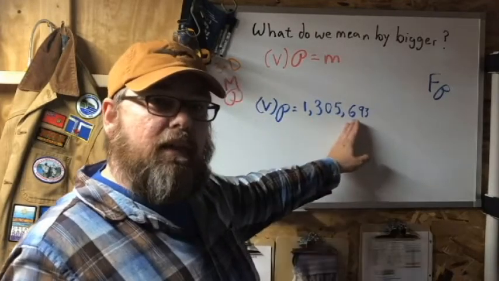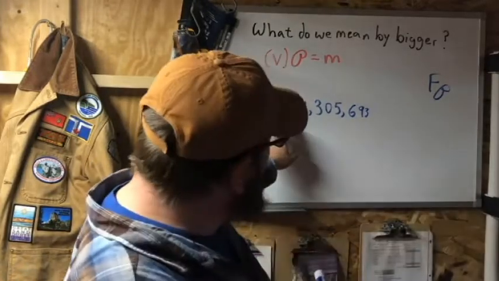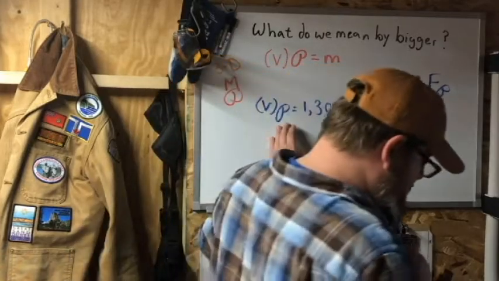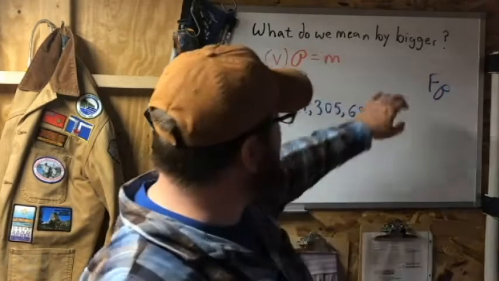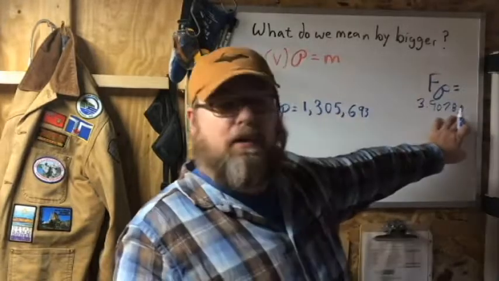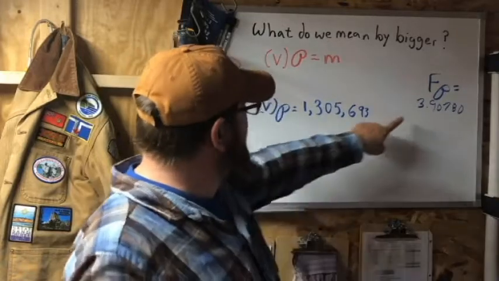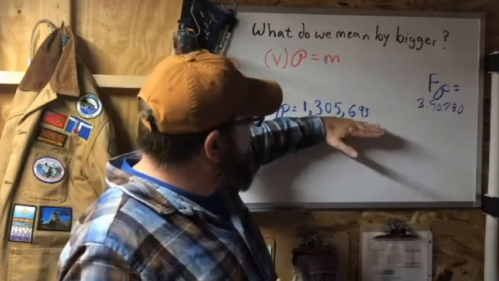This is our volume. This is a more drawn out version of our volume that we calculated earlier. Now we have to multiply that by our density. But we have our density factor, which was that 3.90780.